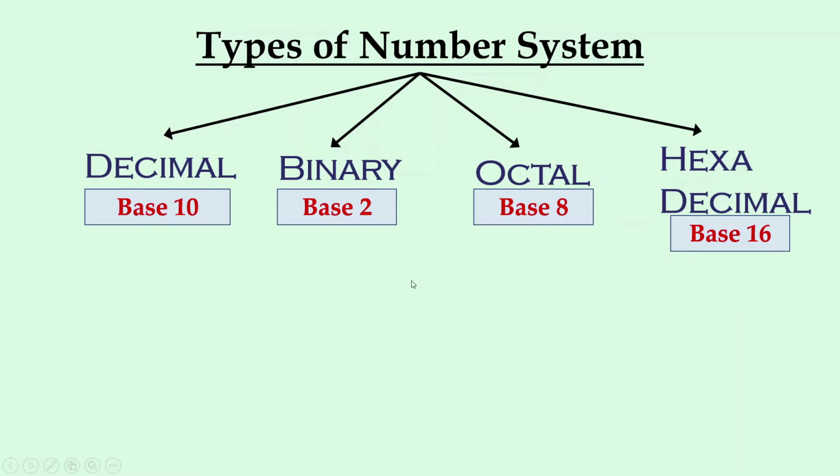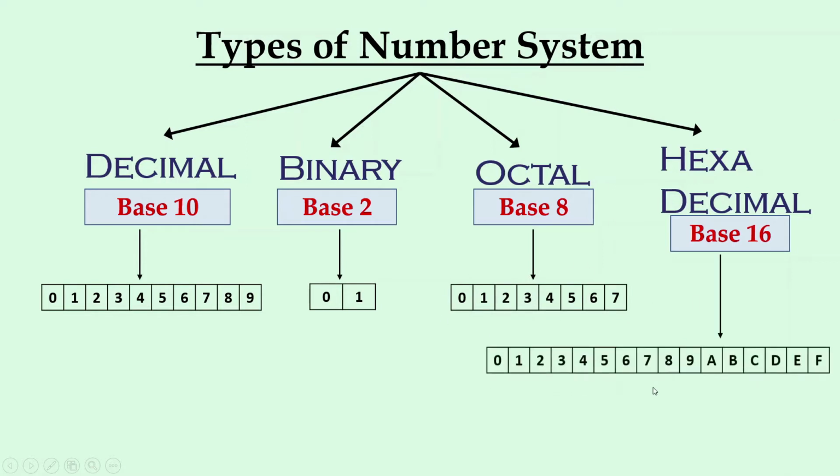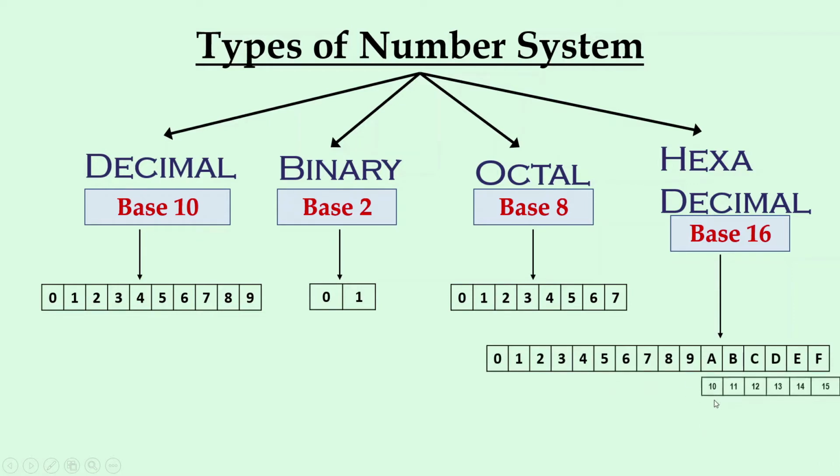Now let's see the unique digits available in each number system. In base 10, we have the unique digits from 0 to 9, for which the total count is 10, and the base 10 indicates that it has 10 unique values. Binary has 0 and 1. For octal we have 0 to 7. The total count is 8, as you can see, and for hexadecimal we have 0 to 9 and A to F. A to F basically indicates digits from 10 to 15.